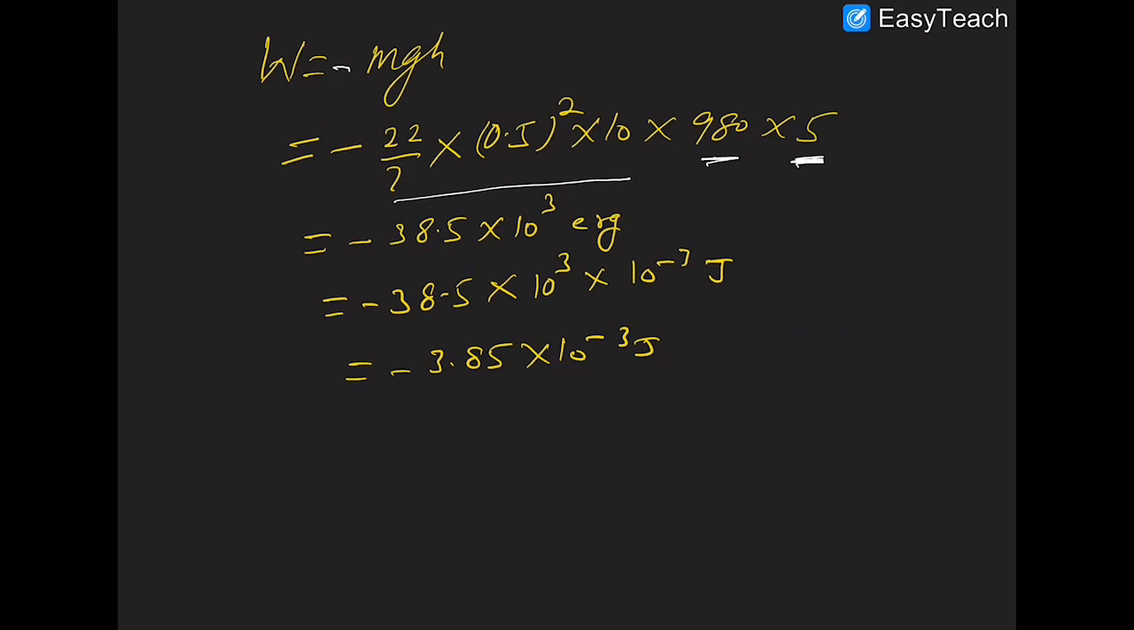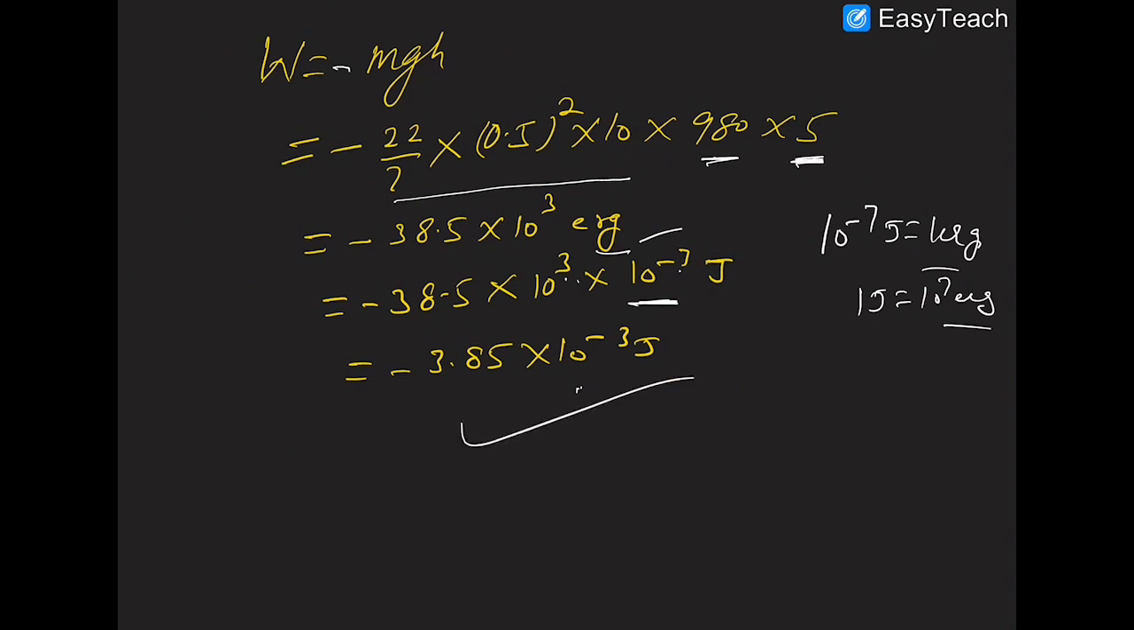The answer comes out in erg. Now everyone knows that 10^7 erg equals 1 joule, or 1 joule is equal to 10^7 erg. So you just put that value here, and minus 7 becomes plus 3, becomes minus 4, minus 3. So the overall work comes out to be minus 3.85 joule.